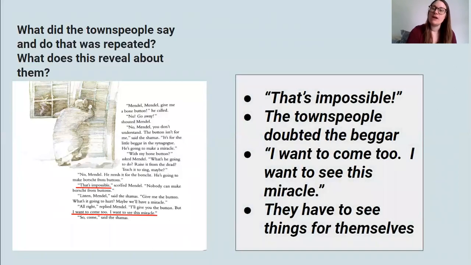So by saying that's impossible, the townspeople are doubting that the beggar can make this miracle. But then at the end, they say, "I want to come too. I want to see this miracle." So they doubt that it can happen, but they do have to go to see it for themselves. So that tells you a little bit about how the townspeople are.